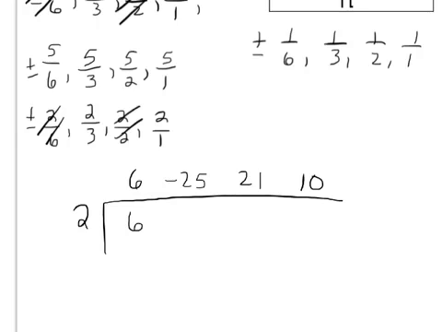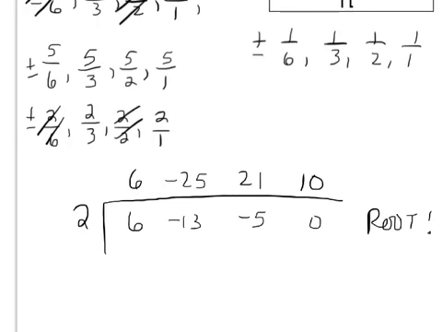2 times 6 is 12. 12 plus -25 is -13. 2 times -13 is -26. -26 and 21 is -5. 2 times -5 is -10. -10 plus 10 is 0. So because this is 0, yes, this is a root.